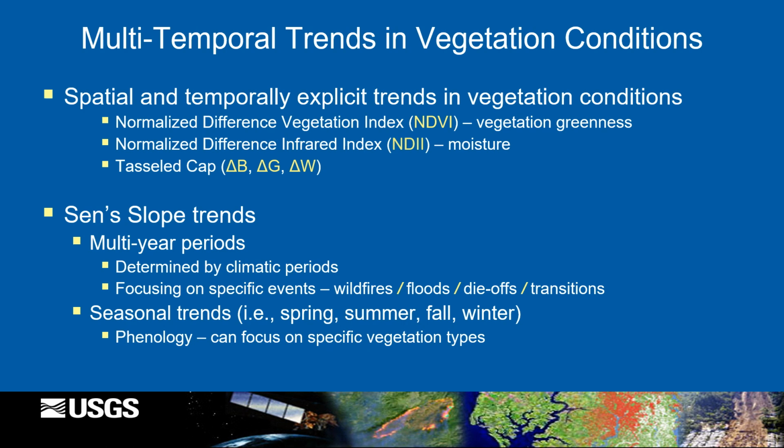For example, how do conditions vary between the wet period from the 1980s to the mid-1990s and drought conditions over the past 25 years, or the past two decades? So those are the sorts of time periods we'd like to look at. Additionally, we're focusing on specific events such as wildfires, floods, vegetation die-offs or transitions, for example, from native to non-native species, and things like that. So we also hope to look at seasonal trends, where the phenology of each vegetation type can vary seasonally.